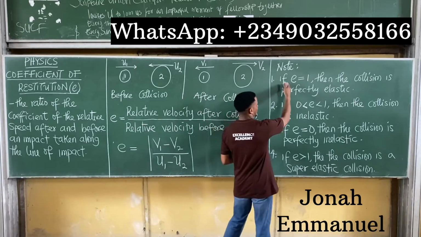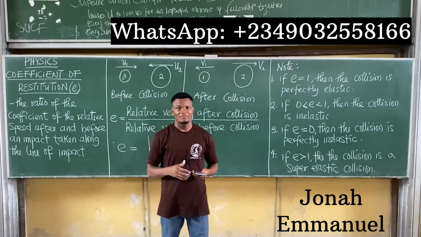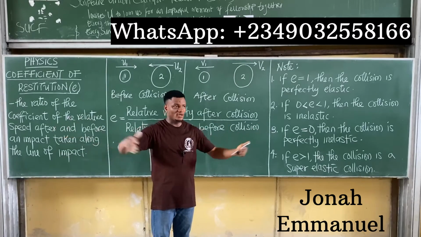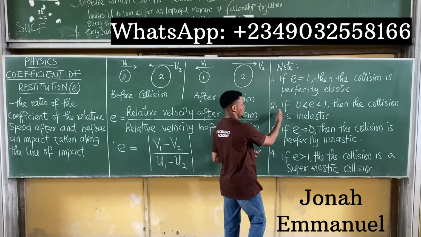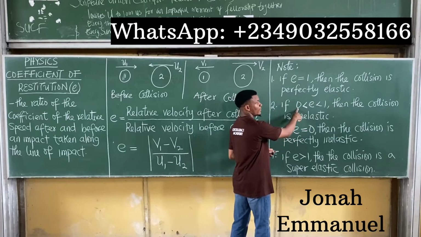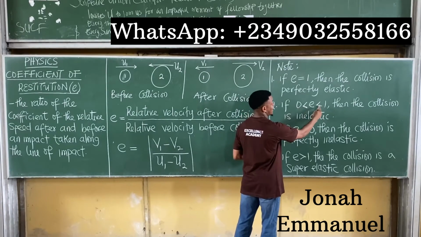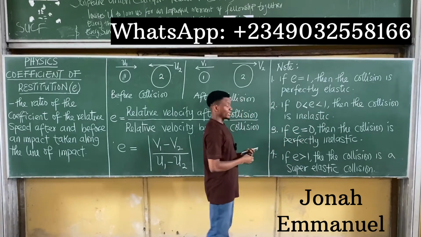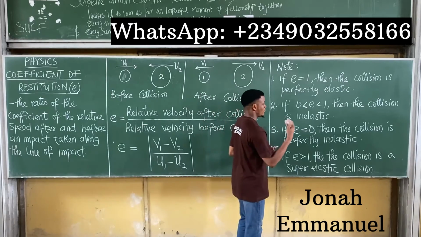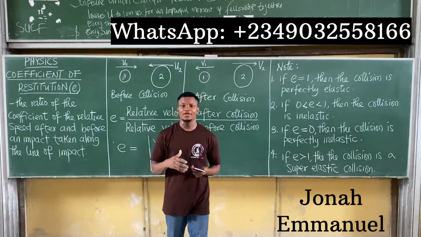All right, if the value is equal to 1, then the collision is perfectly elastic. By perfectly elastic, we mean the bodies after collision move in their separate ways, with different velocities. Number 2, if the coefficient of restitution is greater than 0 but less than 1, then the collision is inelastic. Number 3, if the coefficient of restitution is equal to 0, then the collision is perfectly inelastic.